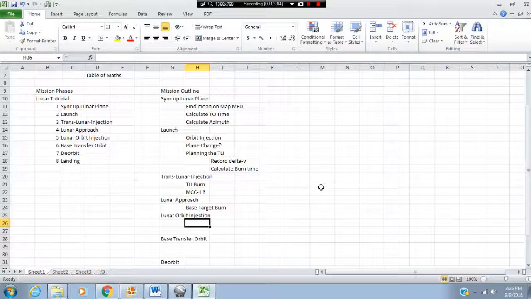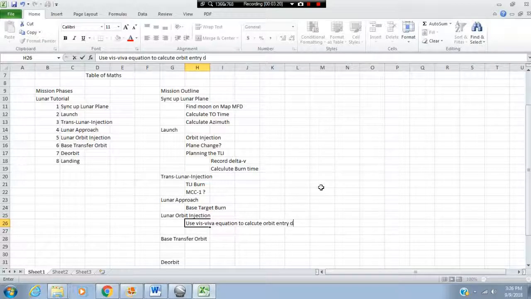And so then when we get to lunar orbit injection, we're going to use the vis-viva equation, which I introduced last time, to calculate orbit entry delta V. It's extremely important. And then perform the orbit entry retrograde burn.